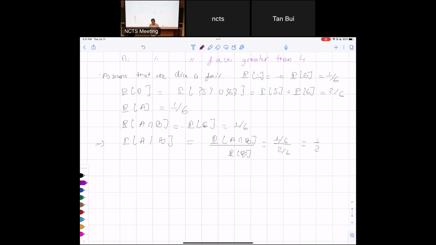In this case, 5 and 6. And the probability of 5 within the sample space 5 and 6, right? Then it's 1/2, right? You can get either 5 or 6. That's another way to think about it. Okay. Any questions?